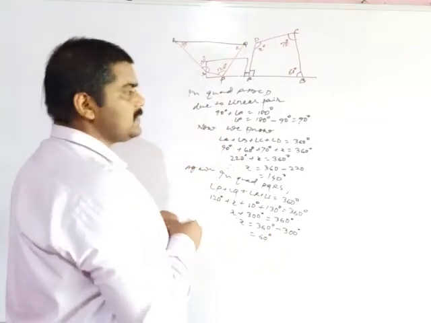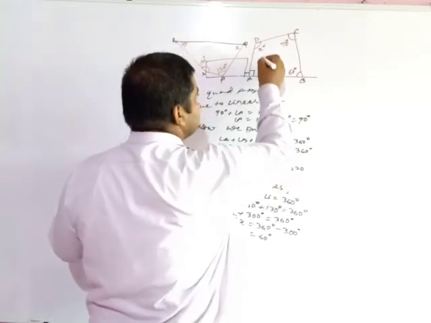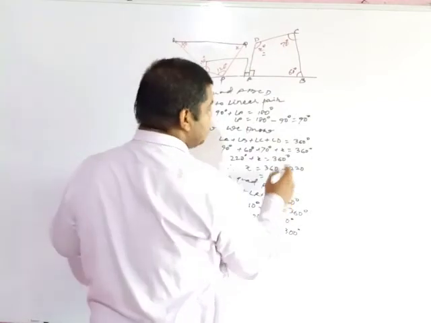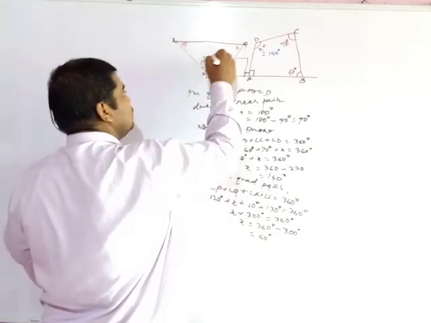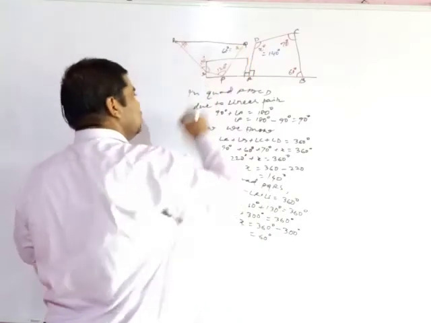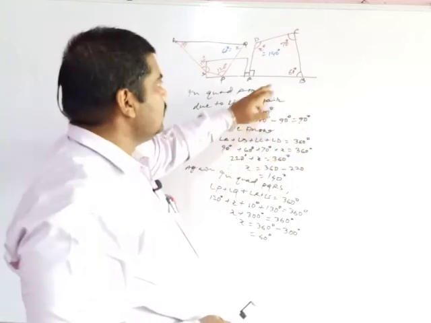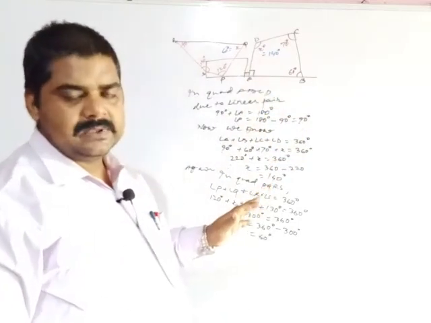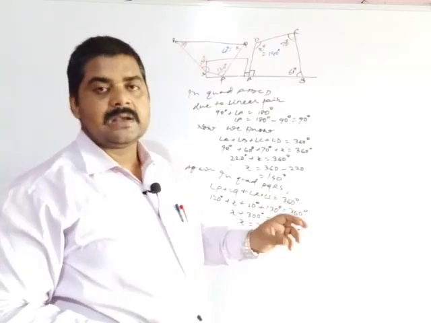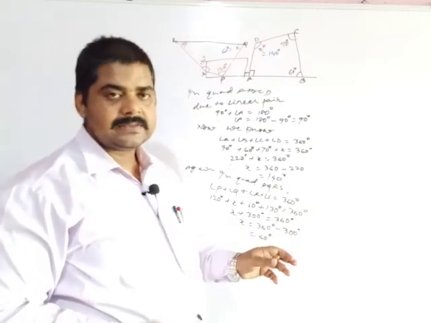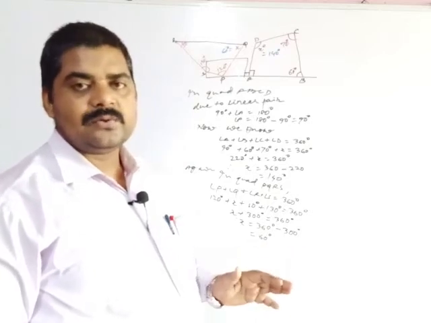So what have you observed? In the first case, the value of x is 140 degree, and in the second case it is 60 degree, and it can easily be found by adding all three given angles, and x is equal to 360 degree minus the sum of the given three angles, because the sum of all angles of a quadrilateral is equal to 360 degree.